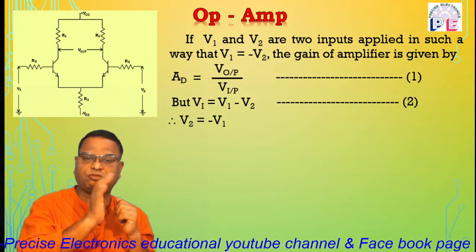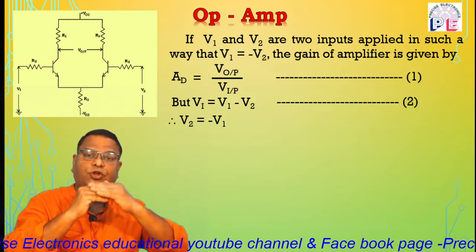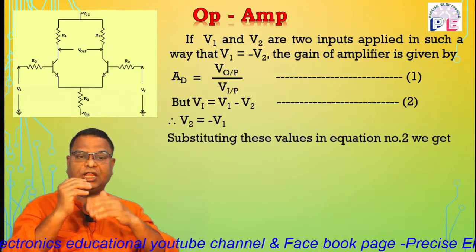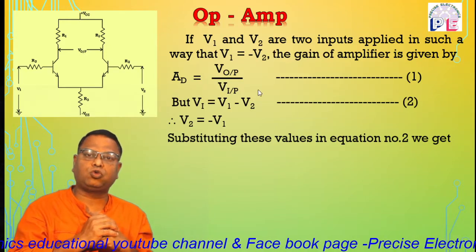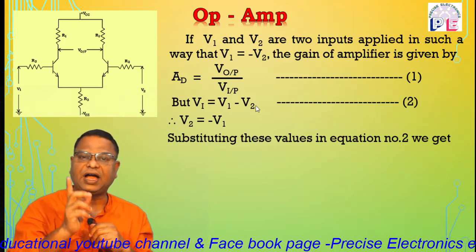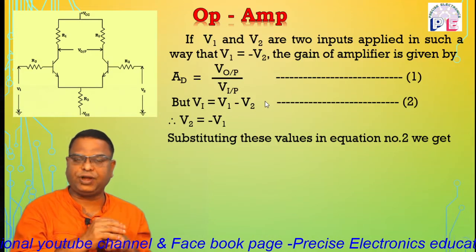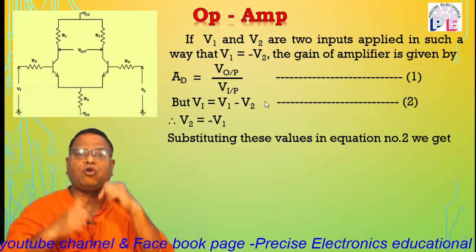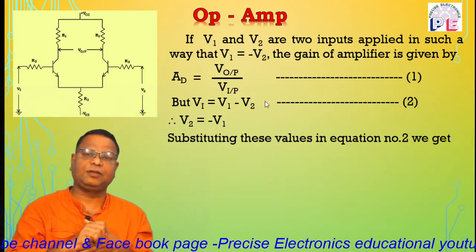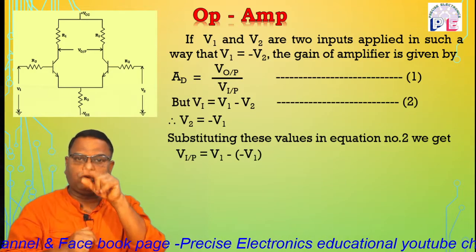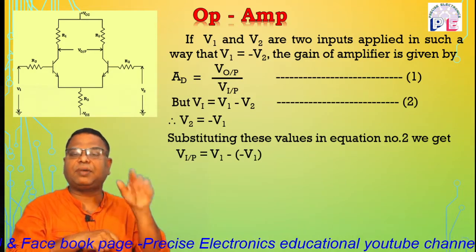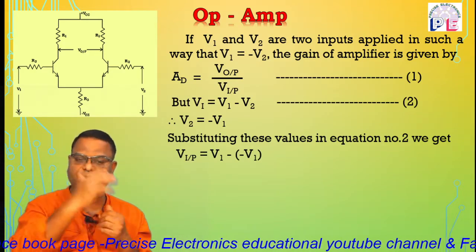V2 is equal to minus V1. By substituting this value of V2 in equation number 2. What is equation number 2? That is Vi. Vi is equal to V1 minus V2. By substituting the value of V2 in this equation, we get Vi is equal to V1 minus, in bracket, minus V1, because V2 is equal to minus V1.